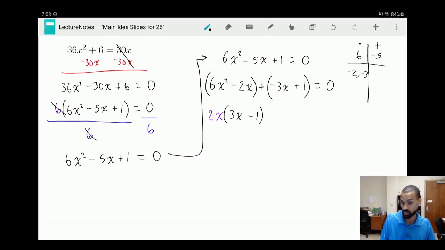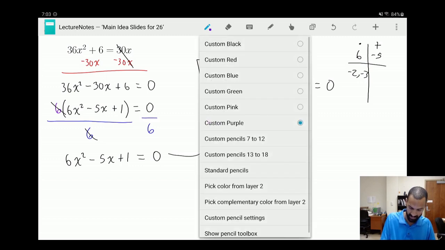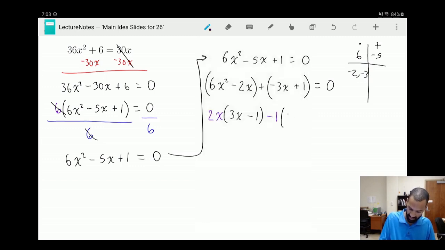Negative 3x plus 1, the only factor there that those have in common would be 1, but since this is a negative in front of that 3 there, I'm going to take out a negative 1. Okay, so factoring out a negative 1, I'm left with positive 3x minus 1. All this equals 0.